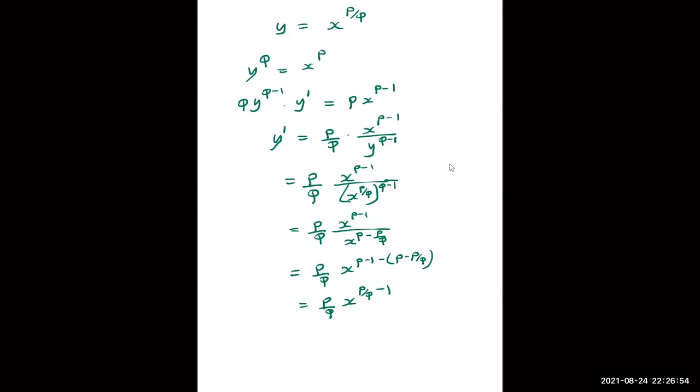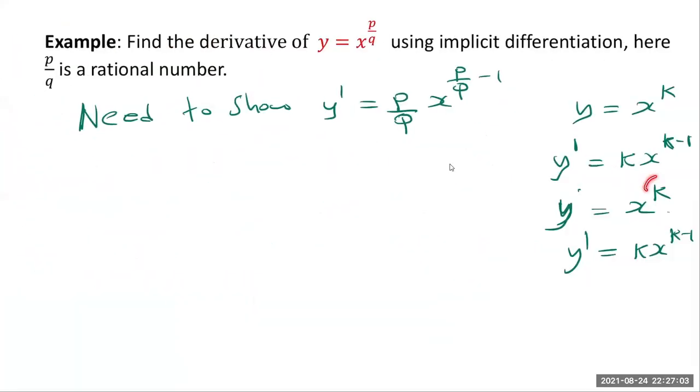So this power rule is true even when we have a rational power of the form p over q. By the way, this power rule for the case when k is a negative integer is left as an exercise, as I mentioned. We proved the case when k is a positive integer.